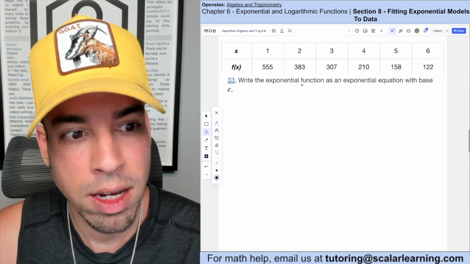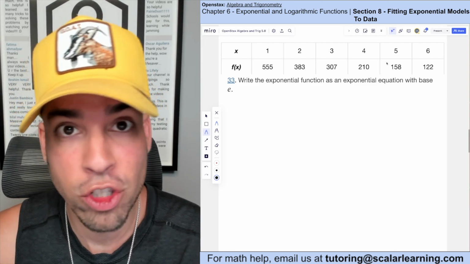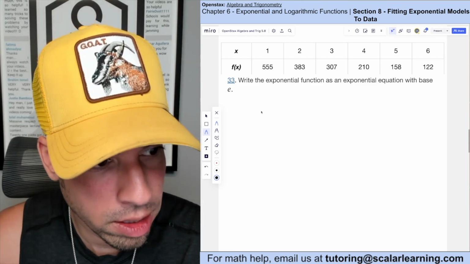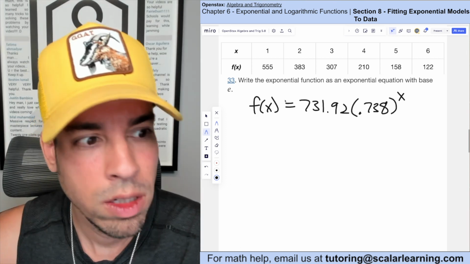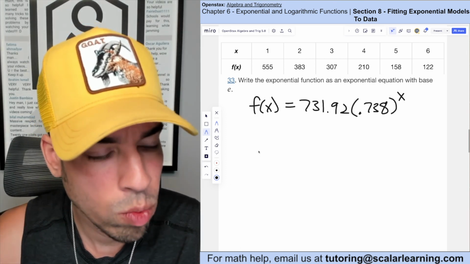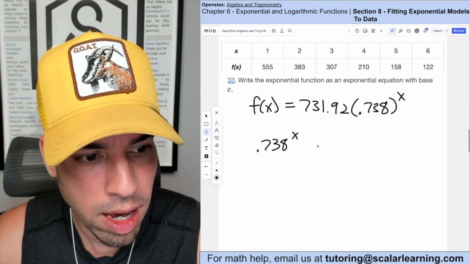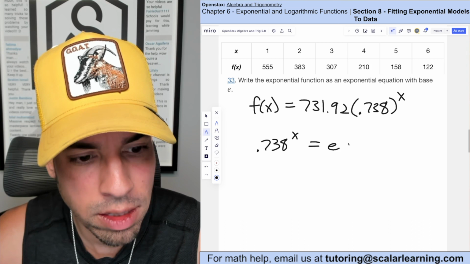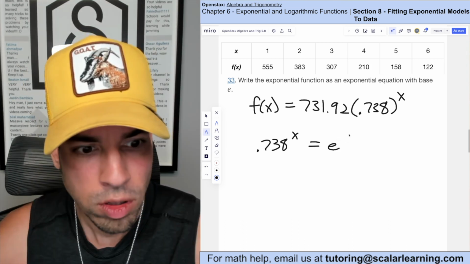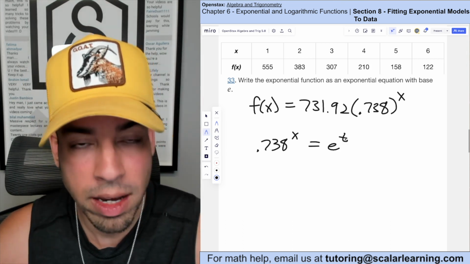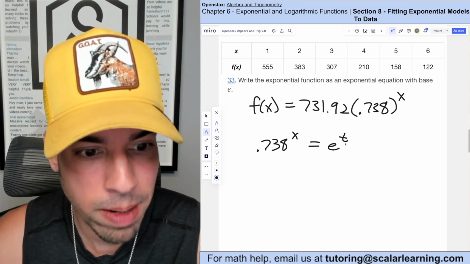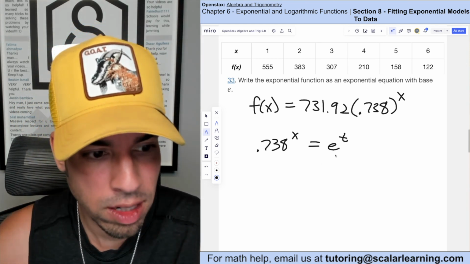So when you plug this data in and first create an exponential equation through the regression function on the TI-84, you're going to get this. So now we need to convert this to a base of e. So what we can do is we can say we need 0.738 to the x equal to e to some exponential power. So let's call this t, for example, and we need to know what t is, right? So what we're going to do is we're going to take the natural log of both sides.